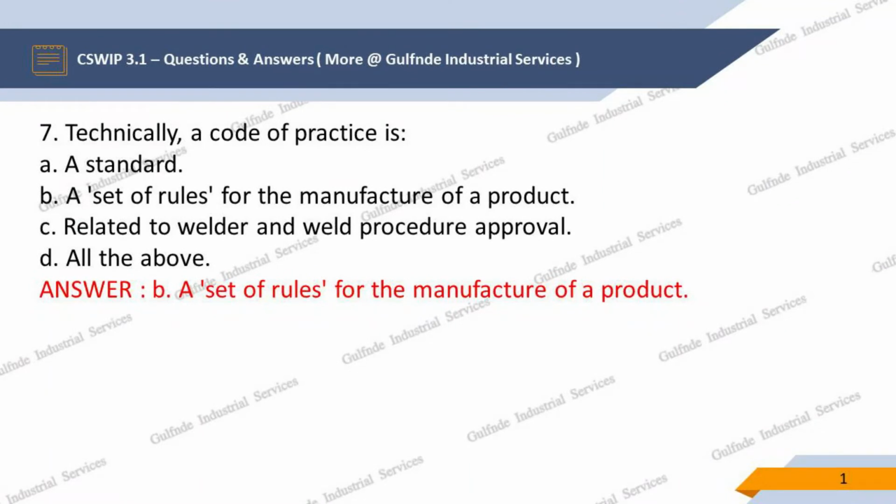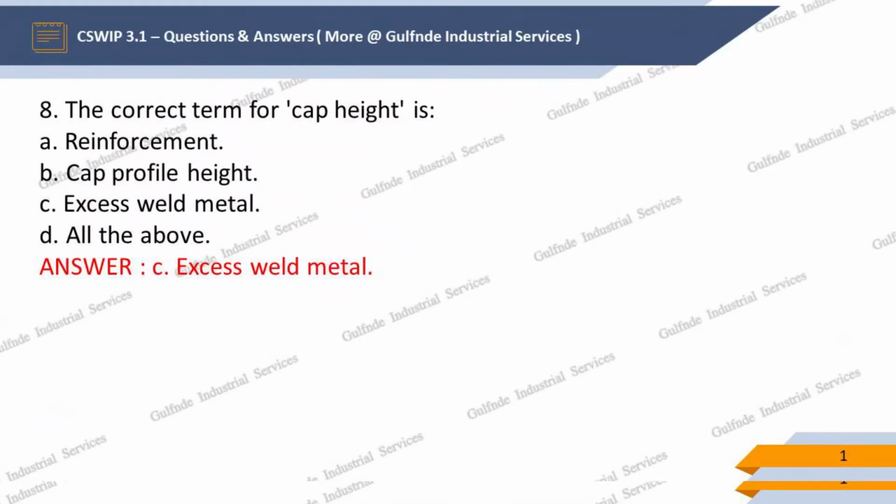Question 7. Technically, a code of practice is, options are A. Standard, B. A set of rules for the manufacture of a product, C. Related to welder and weld procedure approval, D. All the above. Our answer is B. A set of rules for the manufacture of a product.